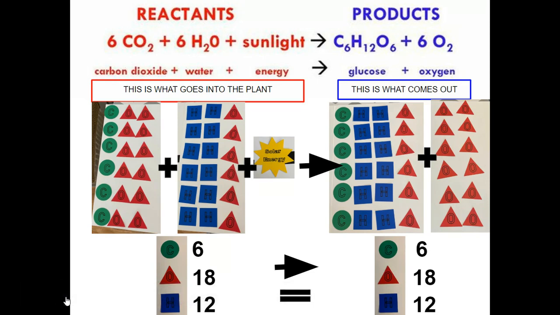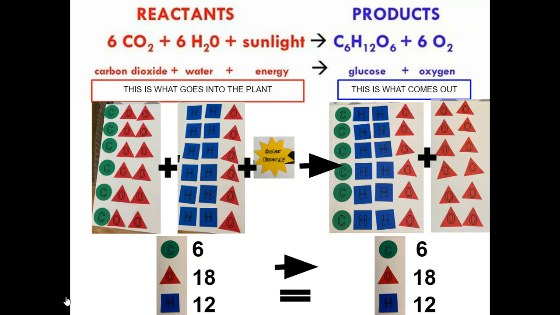What you see here is a paper model representing photosynthesis. Those are small pieces of paper, the small green C's, the small red triangles that represent the oxygen, the blue H's that represent hydrogen. That's a paper model. You are going to be creating a 3-dimensional model using other objects.